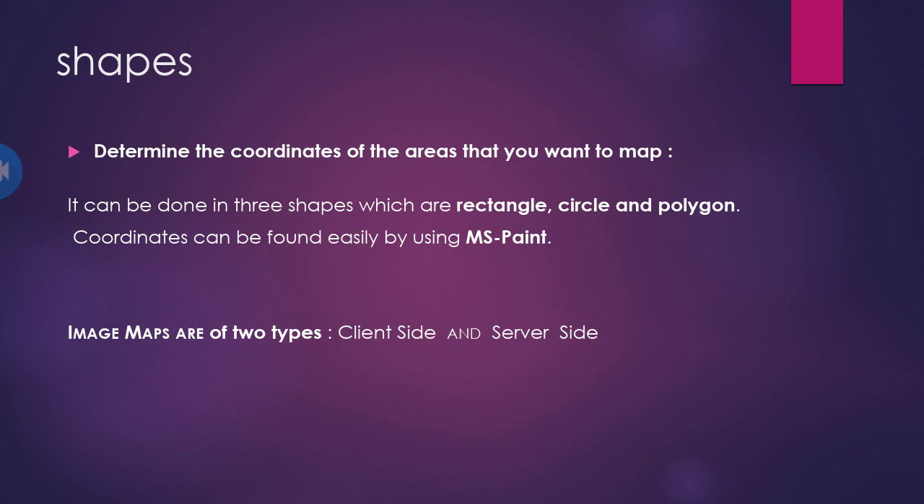Now the next thing is, image mapping is of two types. You can do image mapping in two ways: client side and server side. Client side means you do the image mapping on the client side, and server side is when we do image mapping on an image which is on the server. We will do only client side mapping because we can't have access to server side images.